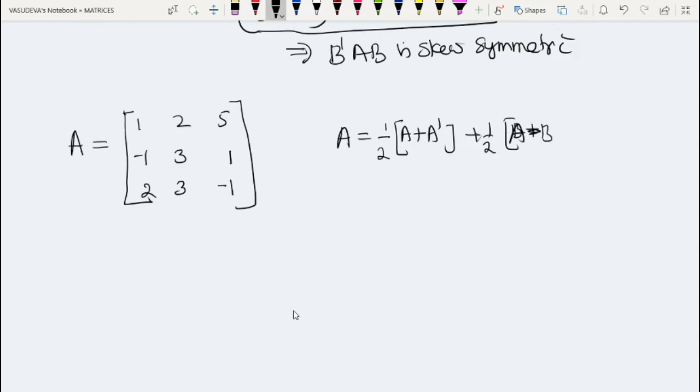A minus A dash, A minus A dash. Half of A plus A dash plus half of A minus A dash. So A minus A dash is the skew symmetric part, and A plus A dash is the symmetric part.